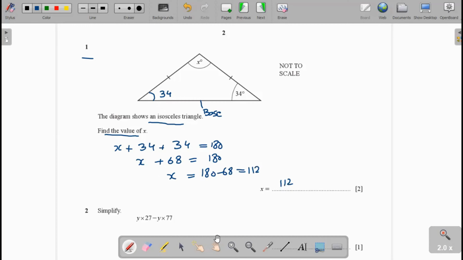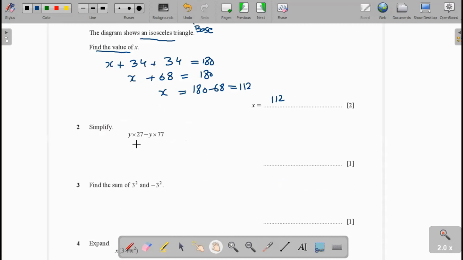Next is the part simplify. Question 2, y into 27 minus y into 77. Now we write it as 27y minus 77y. Now we subtract the coefficients, we get minus 50y is the answer.